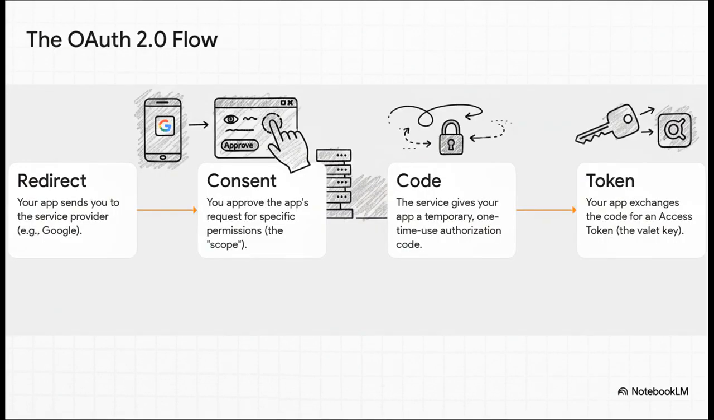Well, instead of asking for your password, the app literally sends you over to the actual service provider, like Google. There, you sign in securely, and then you see that familiar consent screen. This app would like to view your contacts. Is that okay? And when you click Approve, Google sends a temporary, one-time use code back to the app. Then, behind the scenes, the app trades that code for an access token. That's the actual valet key, which you can then use to access only what you approved.